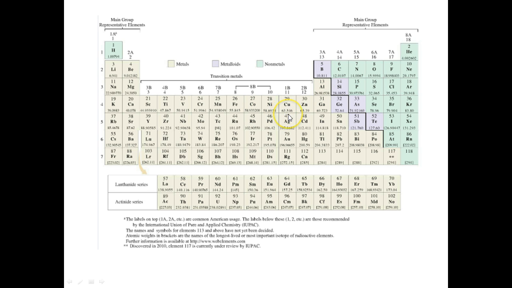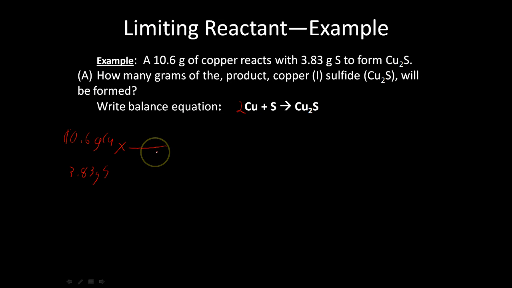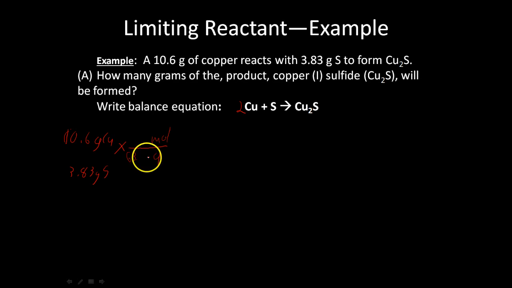It's 63.546 grams per mole. So we want grams on the bottom, obviously. We want moles on the top. And we put 63.546 grams per 1 mole.